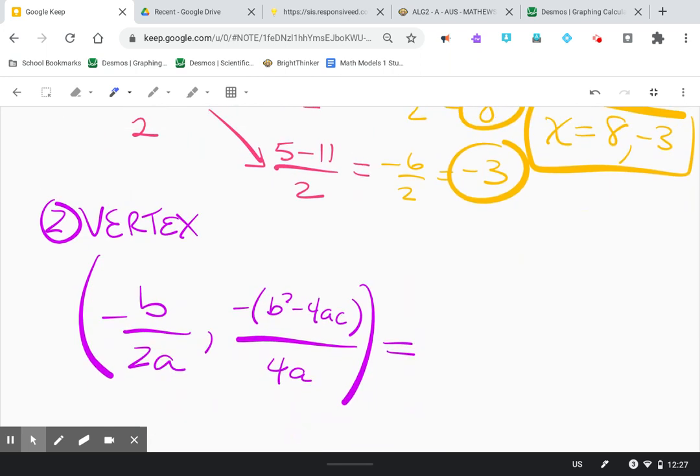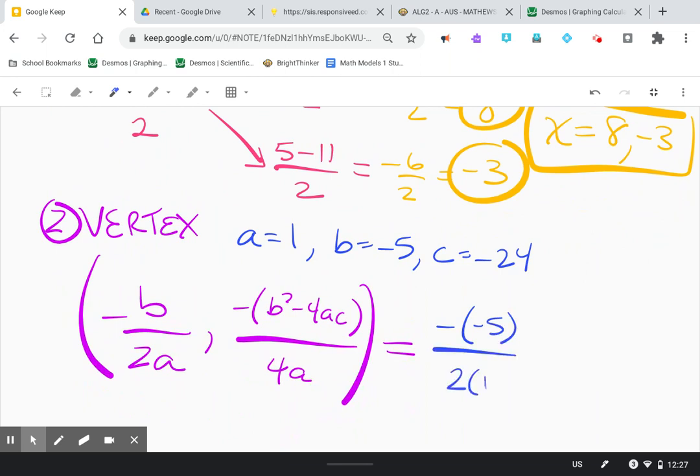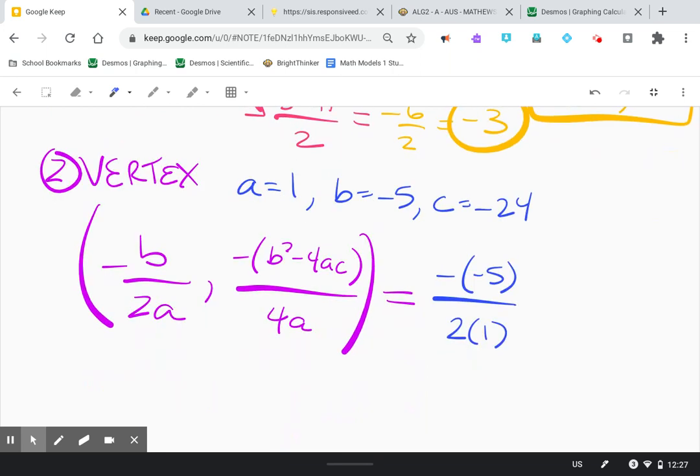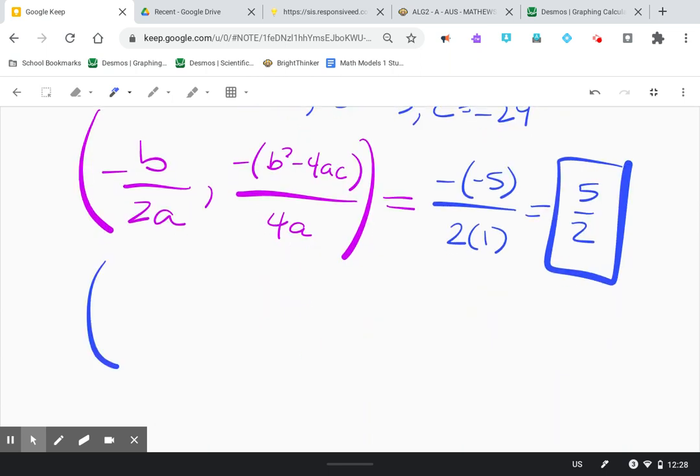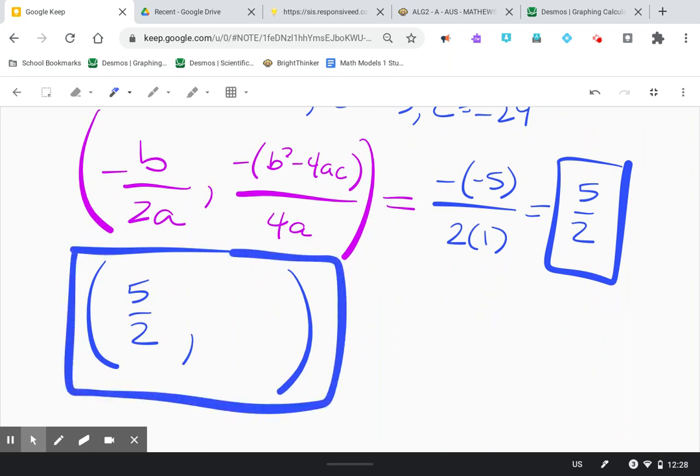But negative b, remember our a is 1, our b is negative 5, and our c is negative 24. So we have negative negative 5 over 2 times 1. That's going to be 5 divided by 2, and that's going to be the answer here for the x value, 5 over 2. So that part's already done. I'll go ahead and box that.